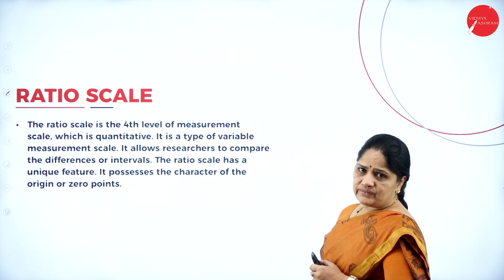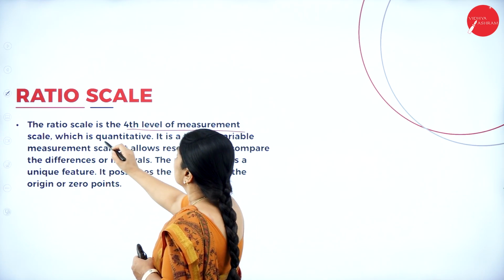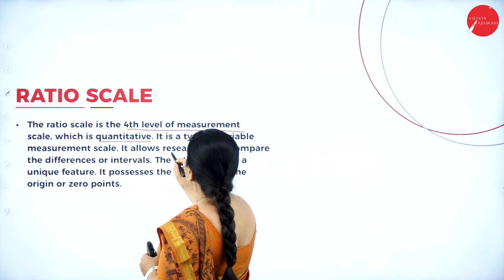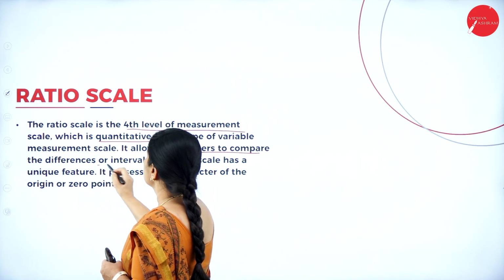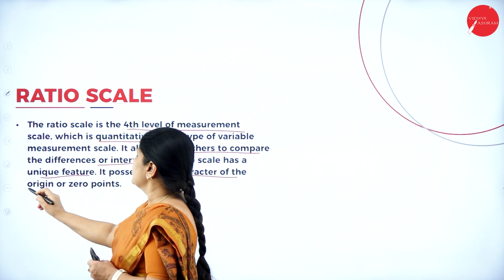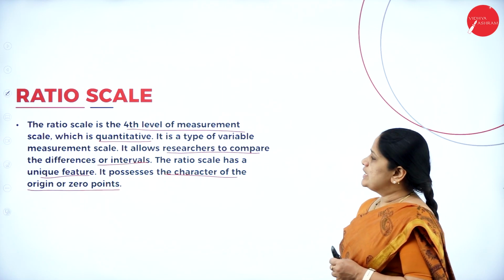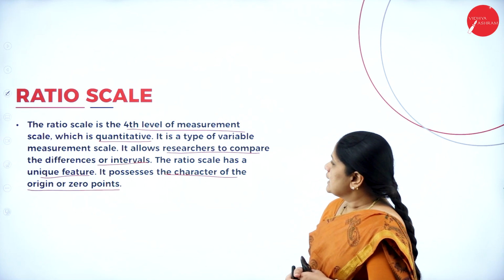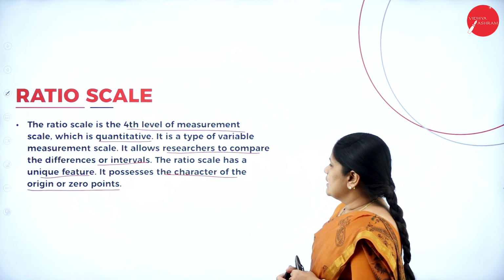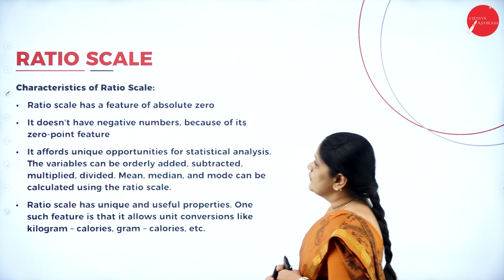Now, next we have the ratio scale. The ratio scale is the fourth level of measurement, which is quantitative. It is a type of variable measurement scale, and it allows researchers to compare the differences or intervals. The ratio scale has a unique feature: it possesses the character of origin, or the 0 point. Next, the characteristics of the ratio scale.